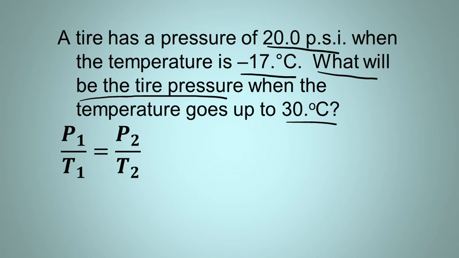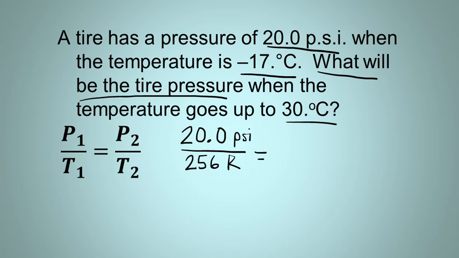So P1 is the starting pressure, and that's 20.0 psi. T1 is the starting temperature. That's negative 17 degrees Celsius, but we convert that to Kelvin, so it's 256 kelvins.